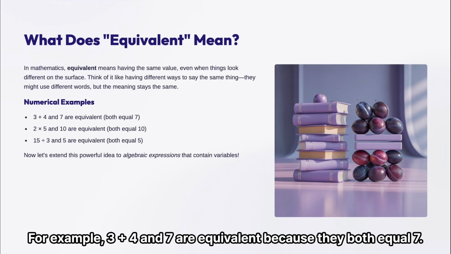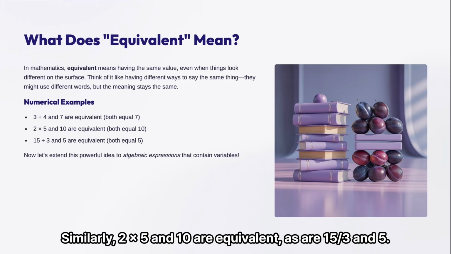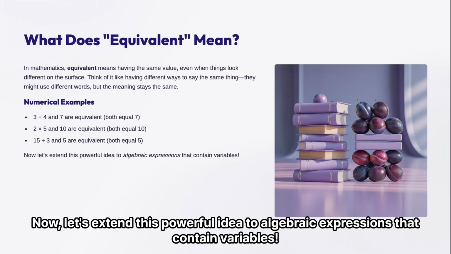For example, 3 plus 4 and 7 are equivalent because they both equal 7. Similarly, 2 multiplied by 5 and 10 are equivalent, as are 15 divided by 3 and 5. Now, let's extend this powerful idea to algebraic expressions that contain variables.